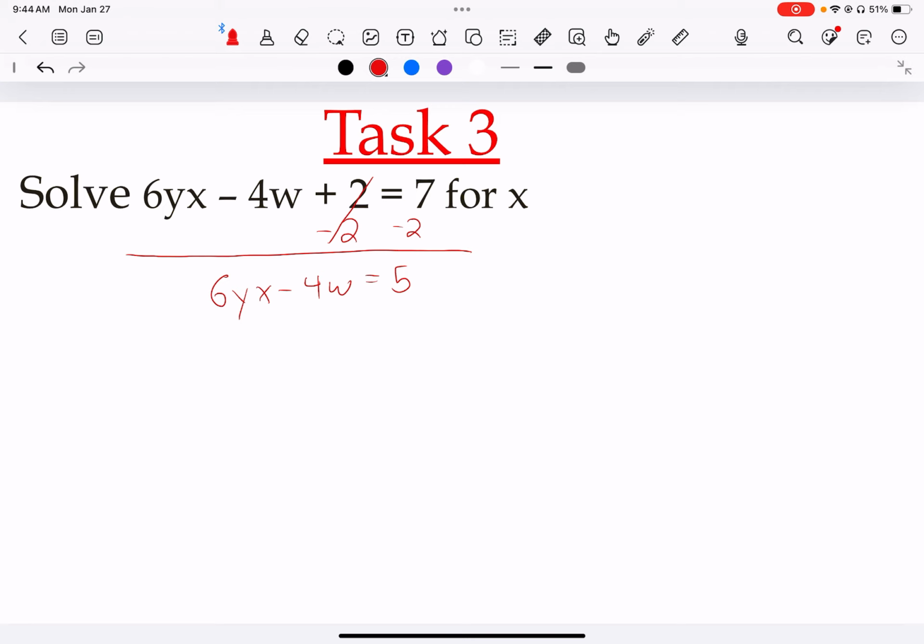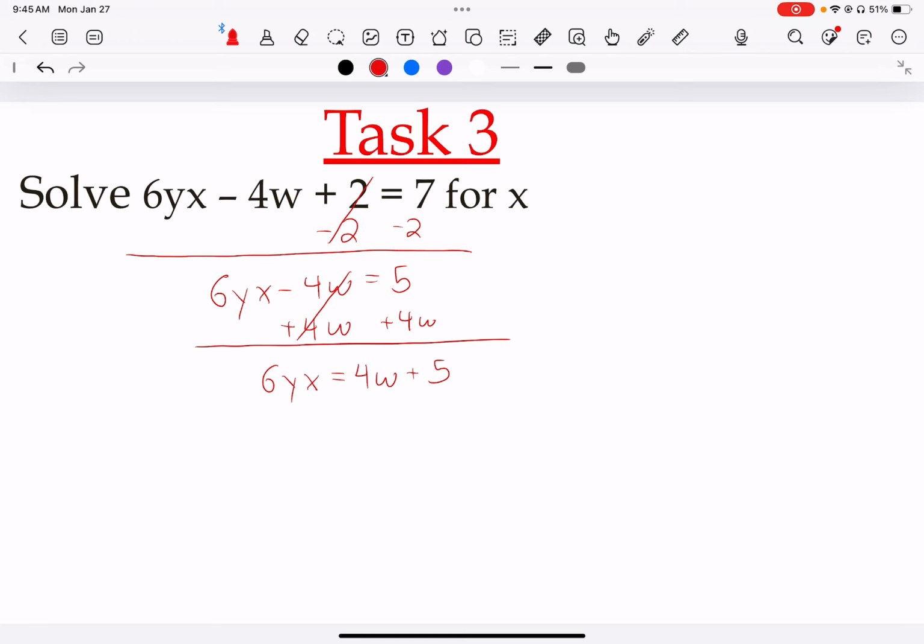Now I want to move the negative 4w, so I'm going to do that by adding 4w on each side. The 6yx comes down. Negative 4w plus 4w is 0. And then on the other side, 5 plus 4w, they're not like terms, so I can't combine them. I'm just going to leave it as 4w plus 5.